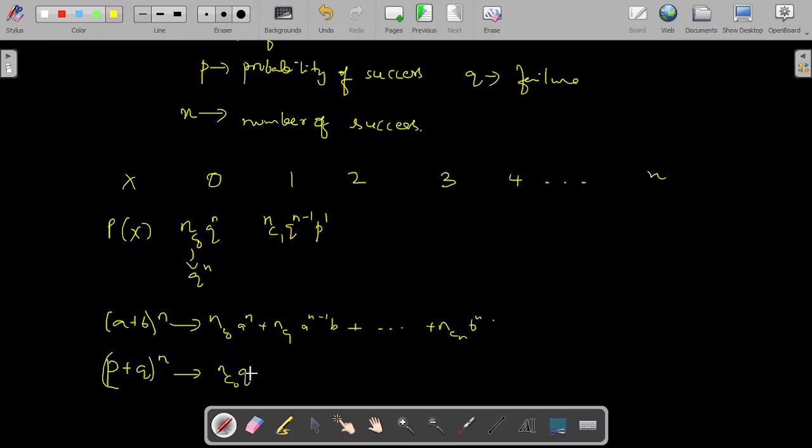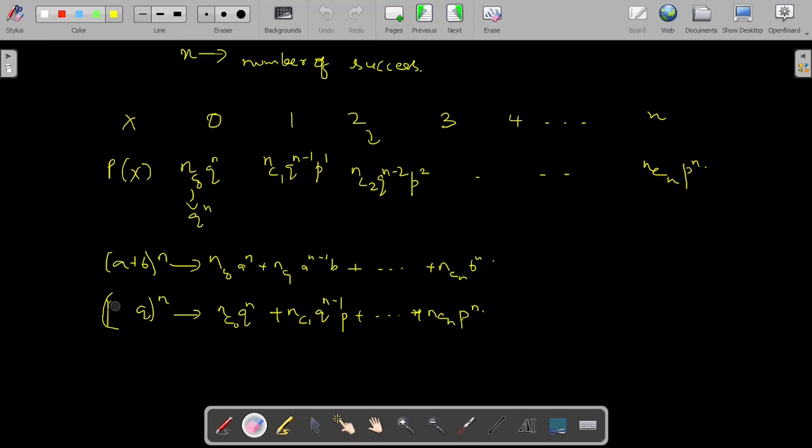nC0 q to the power n, plus nC1 q to the power n minus 1 into p, and so on, up to finally nCn, then we have p to the power n. Same, x equal to 2 means nC2 q to the power n minus 2 into p square, and so on up to finally nCn into p to the power n. This tabular form gives you the binomial distribution of the given random variable x.